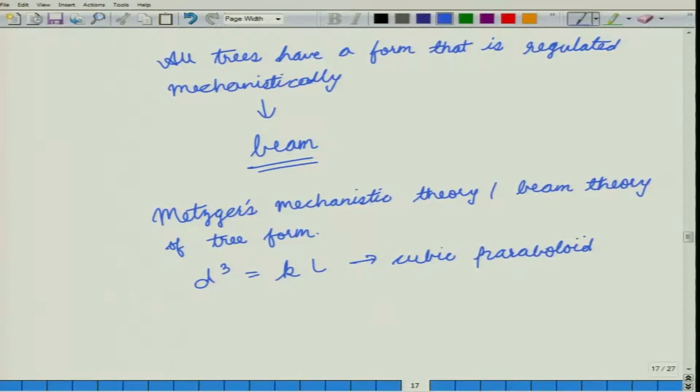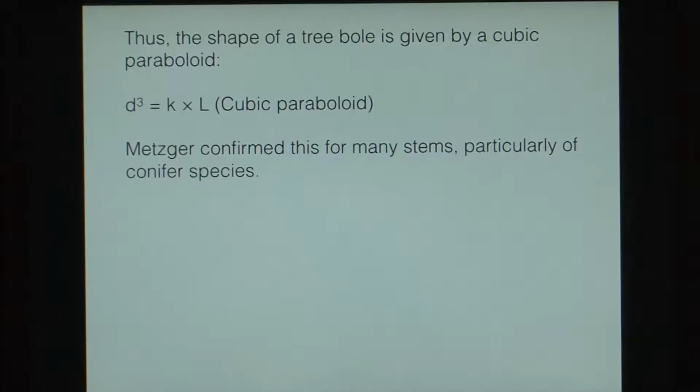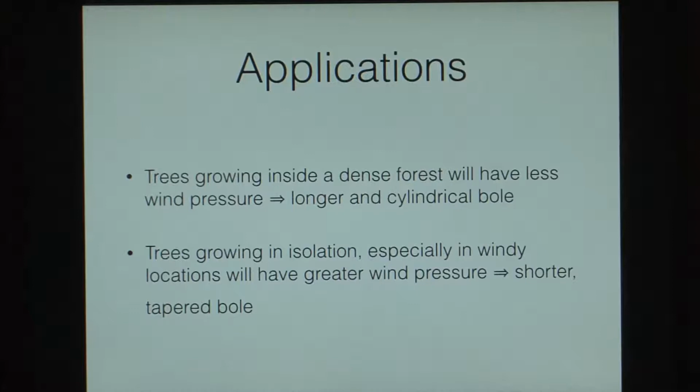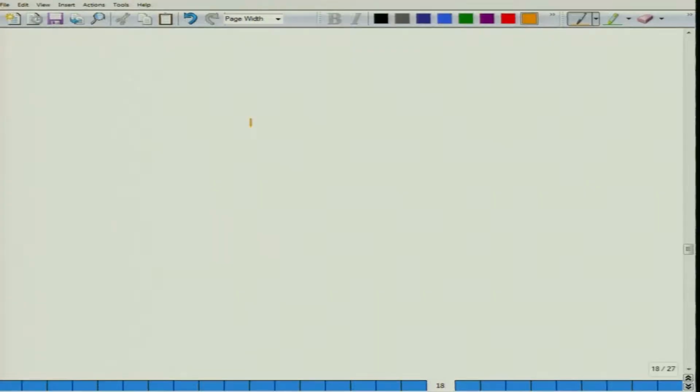Now, you can derive these equations, but you also need to prove it. So, Metzger confirmed this theory for many stems, particularly in the case of conifer species of Europe. Now, how does this theory help us in our forestry applications? Trees that are growing inside a dense forest will have less wind pressure. Why? Because let us consider trees in a dense forest.